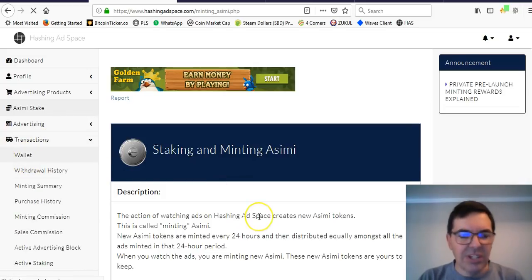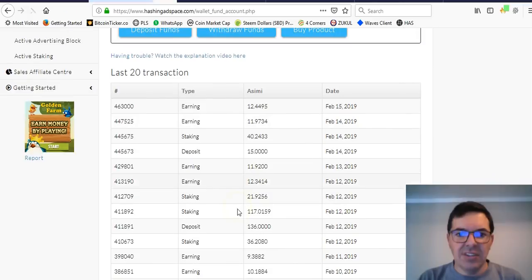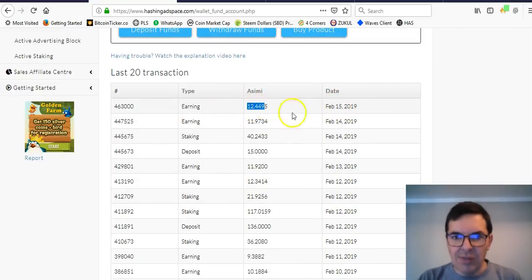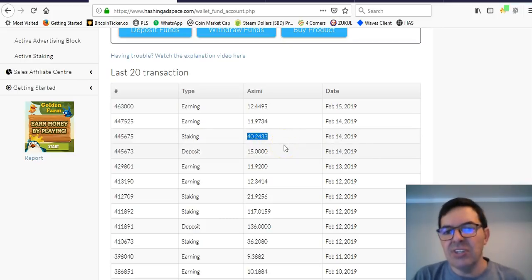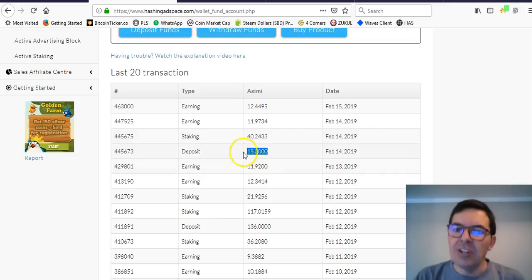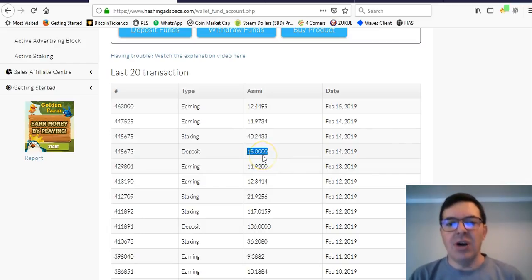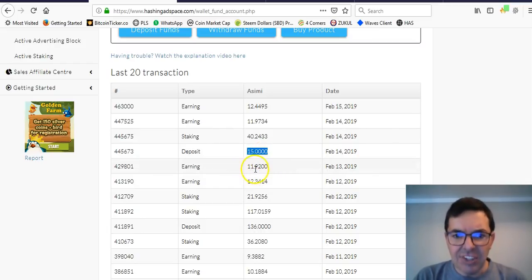If I just go to my wallet here in hashing ad space, yesterday, the 15th, I earned 12 Asimi. The 14th, I earned 11. Here I staked 40 Asimi, so that 40 Asimi will be paid back to me over 365 days. Here I deposited from Waves into hashing ad space, but I'll show you in another video how I did that. And you can see every day I'm earning Asimi.